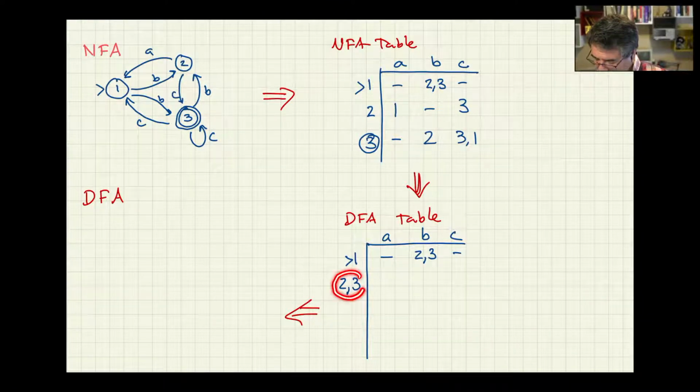Okay, so now we're in this row. We're in the 2, 3 row. So take a look at the 2 and the 3 row here, and then we'll go through each one of the transitions. So here's the A transition from 2 and 3. I see that there's a 1 and a blank. So I'll combine those, and that becomes just 1.